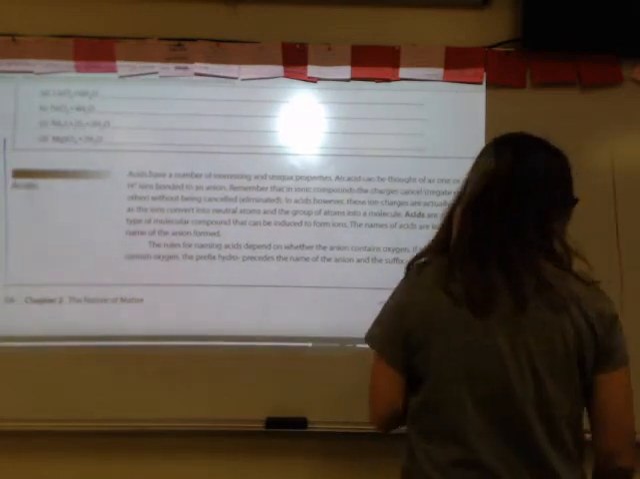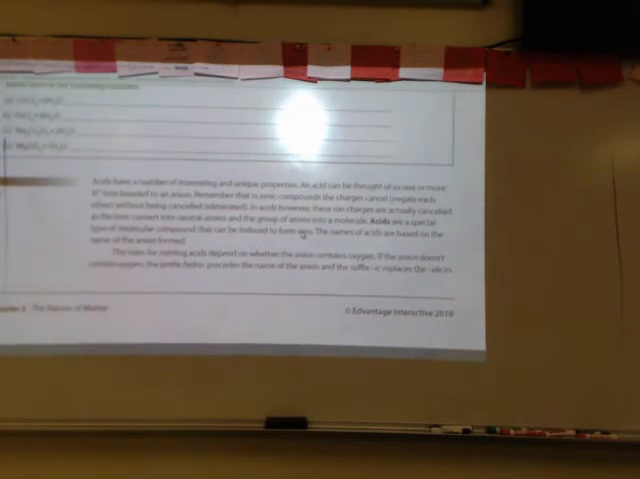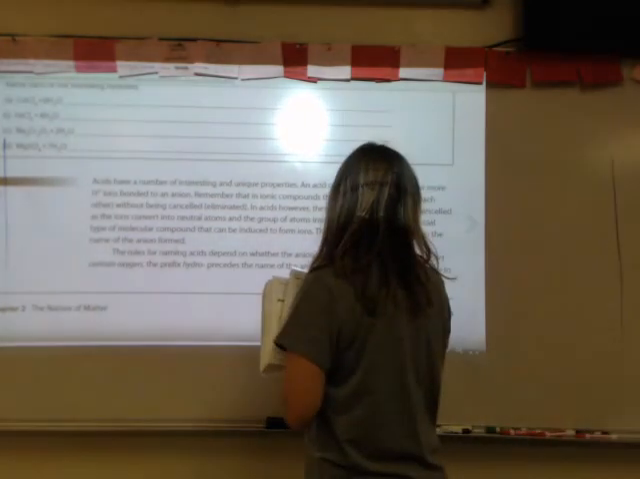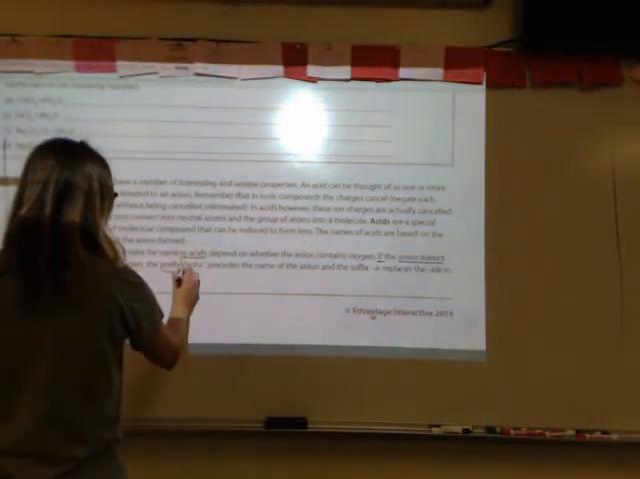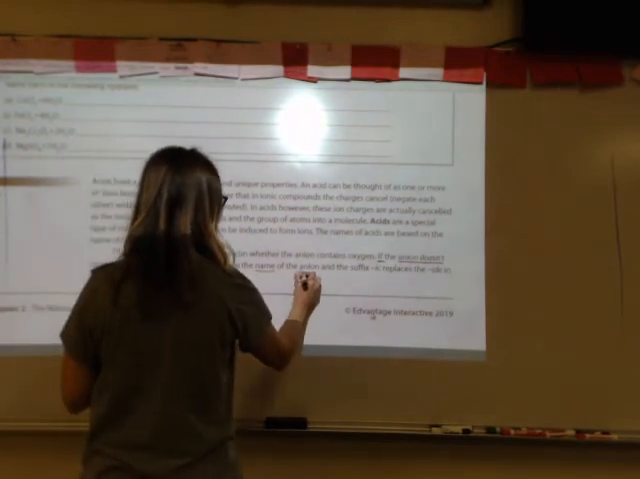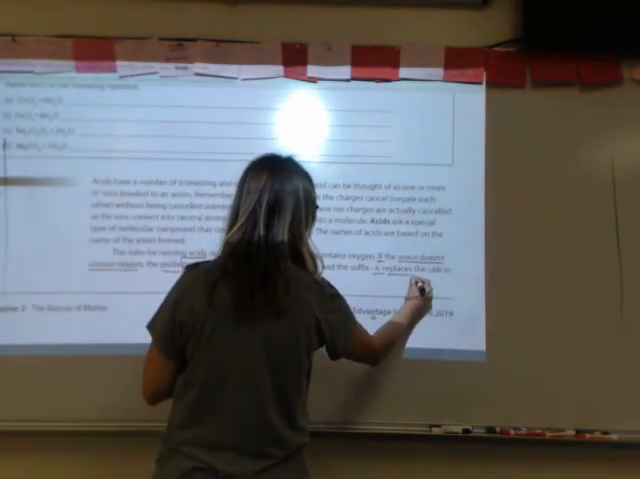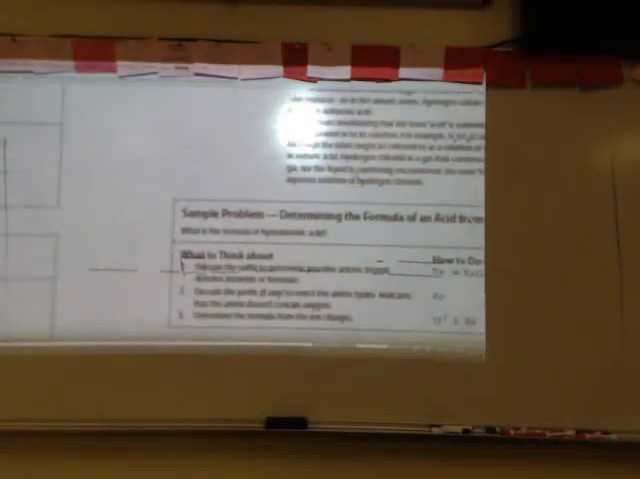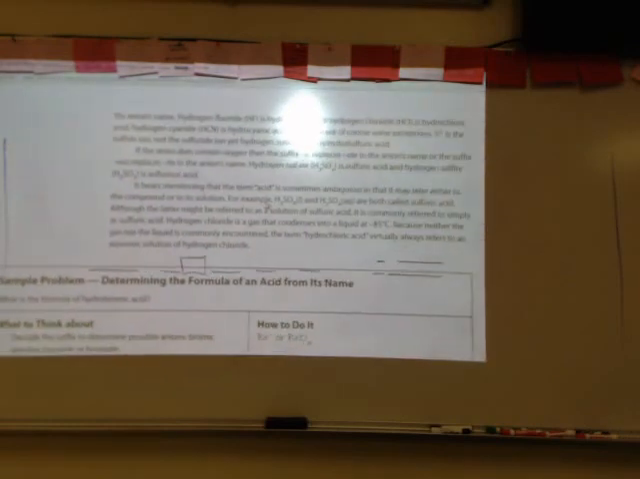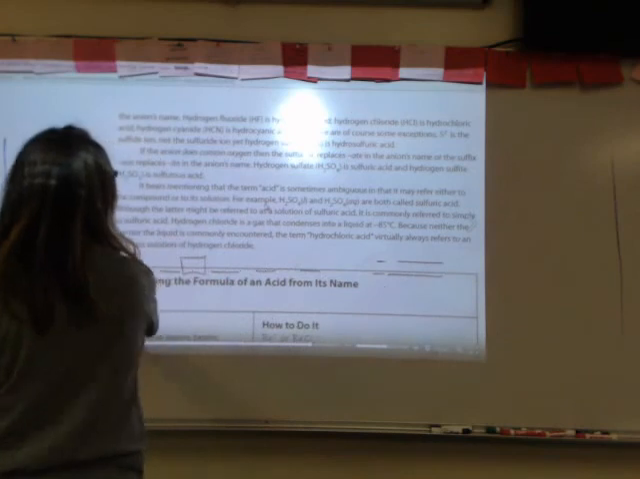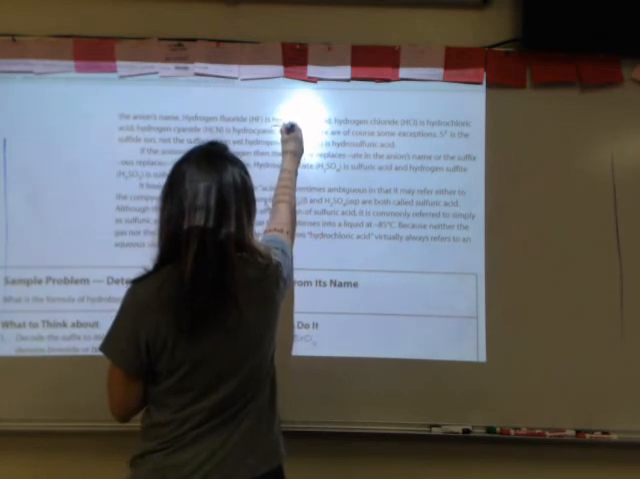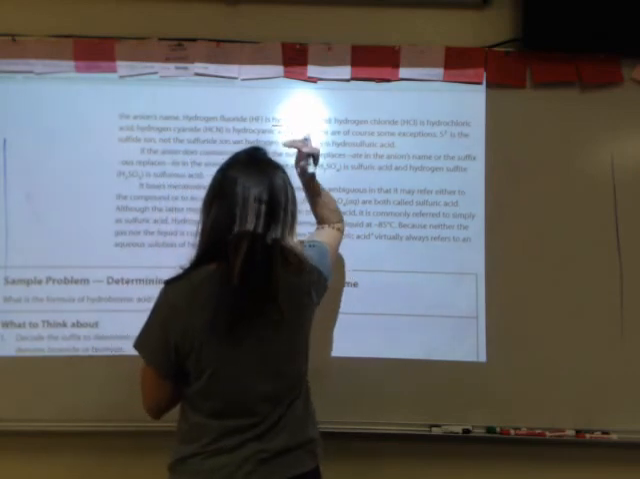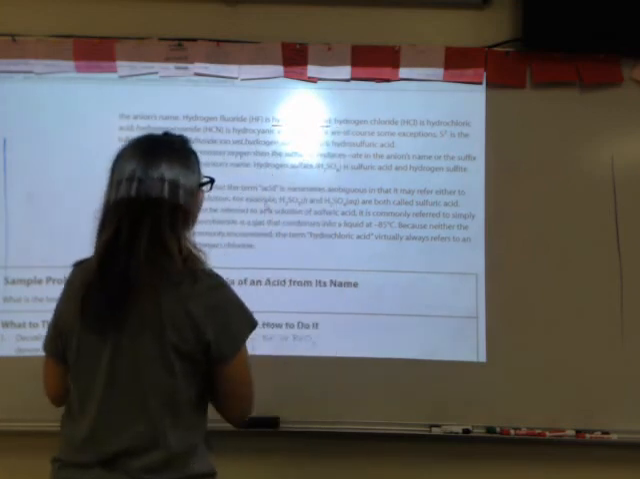If the anion doesn't contain oxygen, the prefix hydro precedes the name of the anion, and ic replaces the ide in the anion's name. For instance, HF does not contain oxygen. So we begin it with hydro, change the ending on fluorine to ic, it becomes hydrofluoric acid.